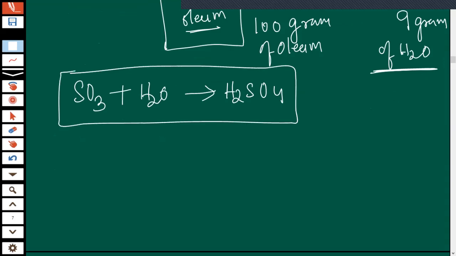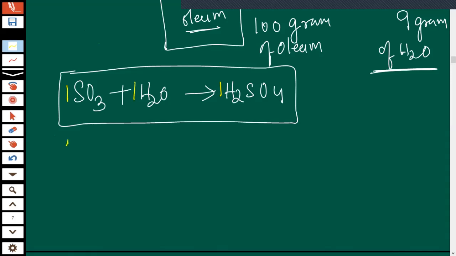Sulfur trioxide reacts with water to give you H2SO4. Now from this reaction, tell me what information you can collect. Nothing is written, one is written, nothing is written, one is written. Just say it is balanced. Yes, it is balanced.